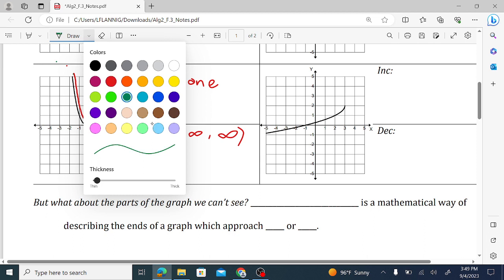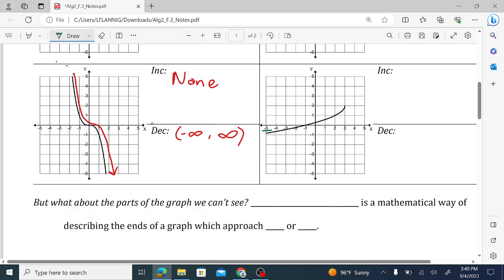Now let's try this last one, increasing and decreasing. With increasing, we start again all the way here, increase, increase, increase, increase, until a certain point is met. And that point is right here, at x value 3. So we increase from negative infinity all the way to positive 3.